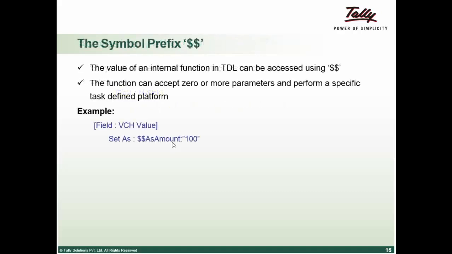Then we have a double dollar symbol. In TDL, functions are inbuilt, and TDL programmers can also make functions. A function can accept 0 or more arguments, perform a specific task on the arguments, and return a value. So while identifying that it is a function, a double dollar is used to make the system understand that what you are writing is a function, which may or may not return a value based on the function's nature.